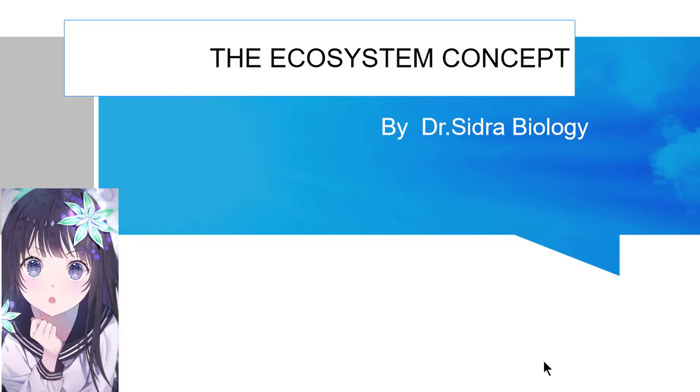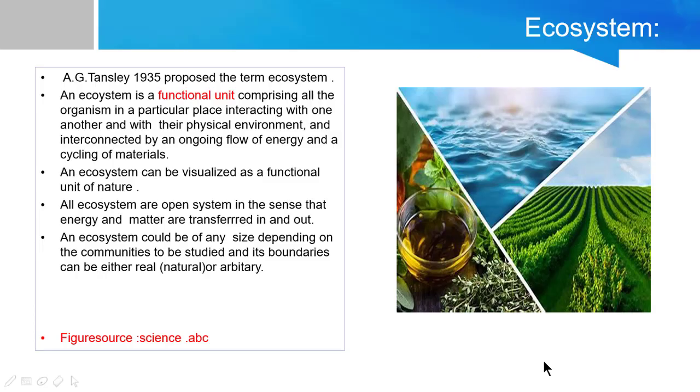Today my topic is the ecosystem concept. A.G. Tansley proposed the term ecosystem in 1935. An ecosystem is a functional unit comprising all the organisms in a particular place interacting with one another and with their physical environment, and interconnected by an ongoing flow of energy and a cycling of materials.